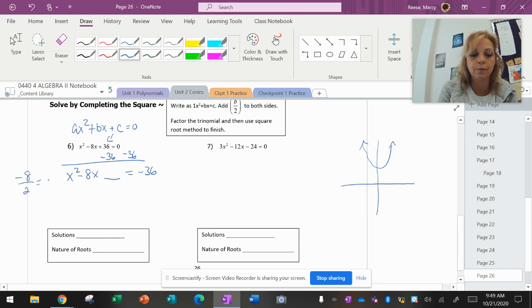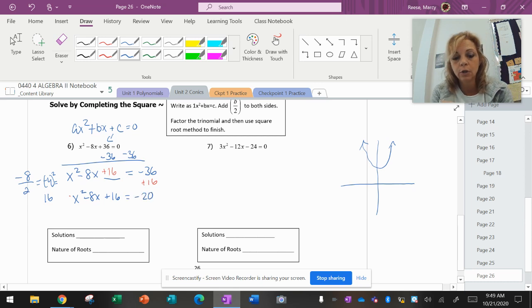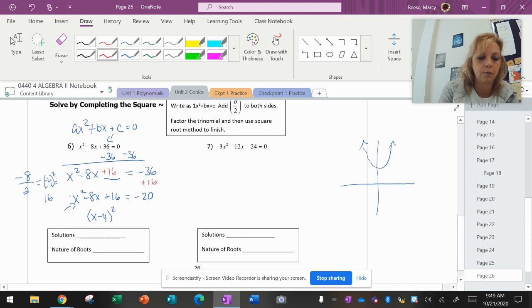And I'm going to divide it by 2, and I'm going to square it. And I am adding that 16 to both sides of the equal sign. So I've got x squared minus 8x plus 16 equals negative 20. And then you're going to do the factoring part. You're going to factor that quadratic because you created a perfect square trinomial, which means x minus 4 squared, x minus 4 times x minus 4, would be x squared minus 8x plus 16. Remember, it's this number here.